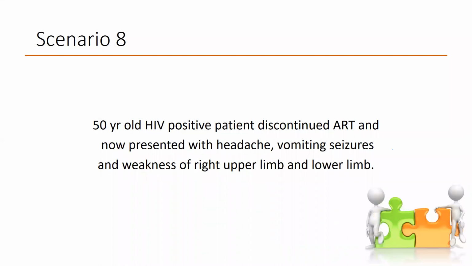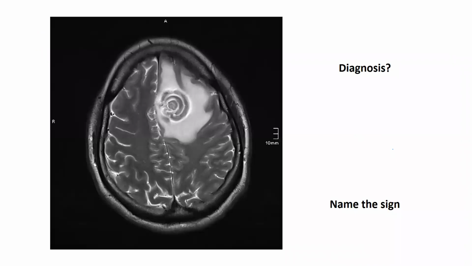Okay, so a 50-year-old HIV positive patient discontinued antiretroviral therapy and now presented with headache, vomiting, seizures, and weakness of right upper limb and lower limb. So this is the MRI. This was asked to me for my exam. So it is one of my favorite images. There is one space occupying lesion in the right frontal lobe with the diffuse edema surrounding it.